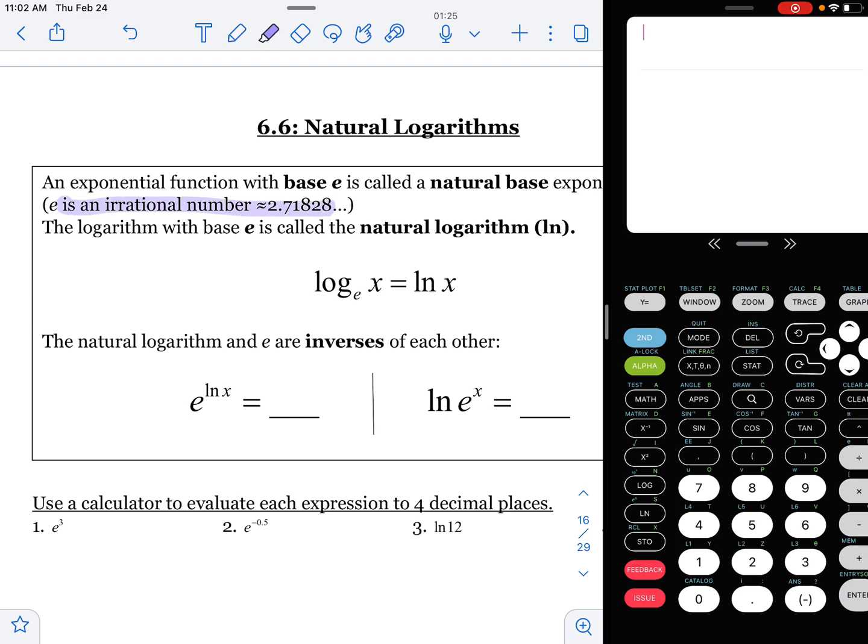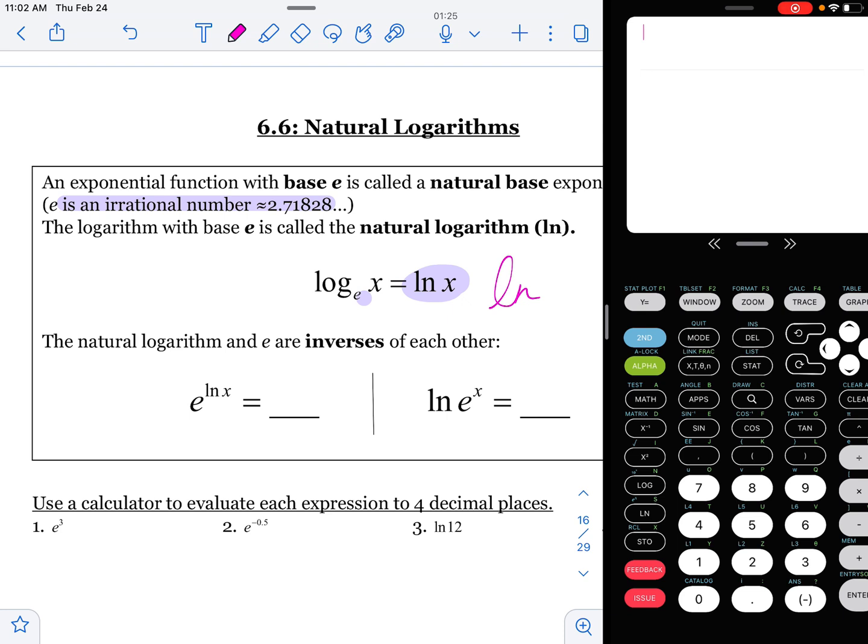And with this irrational number, it has its own special log. And so when you happen to have a log that is base e, we actually simplify that and call it a natural log, which is abbreviated ln. And when I write ln, I usually use a cursive L just so that it doesn't look like a 1.